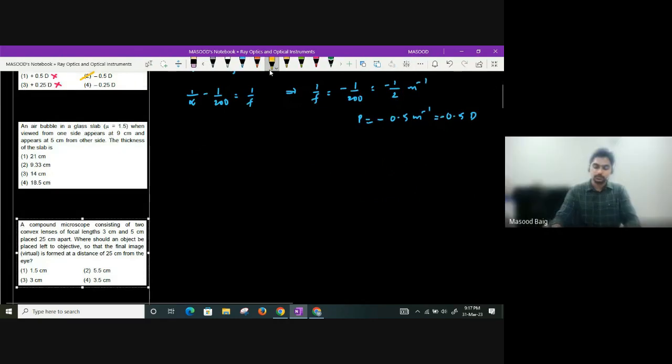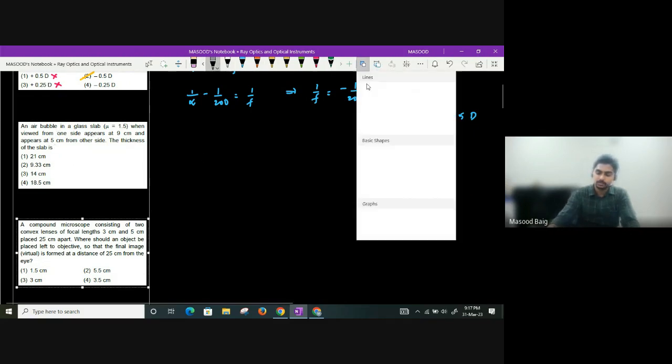Now, next question. An air bubble in a glass slab, when viewed from one face, appears at 9 centimeters and appears at 5 centimeters from the other side. What is the thickness of this slab? Again, you might have come across such questions.